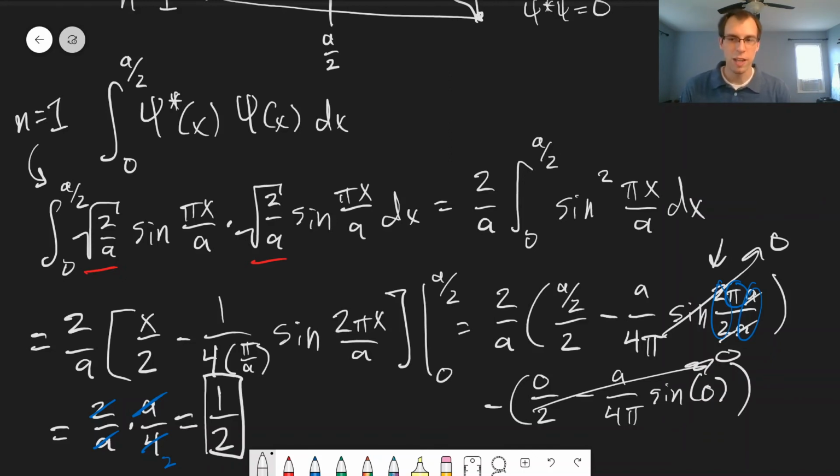We did this specifically for n equals 1. We get the same value for any value of n, that the particle spends half its time on the left-hand side of the box and half its time on the right-hand side of the box. And so this jives with classical mechanics.